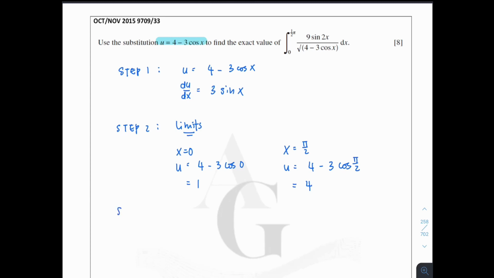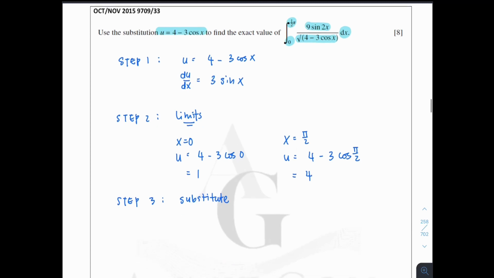Step 3, which is the last step, what we need to do here is just to substitute. We need to change the x limits into u's limits, change the dx into du, and change all the x terms here into u terms. Alright, so let's start doing it. First, change the limits. So instead of from 0 to pi over 2, we change it to 1 to 4.